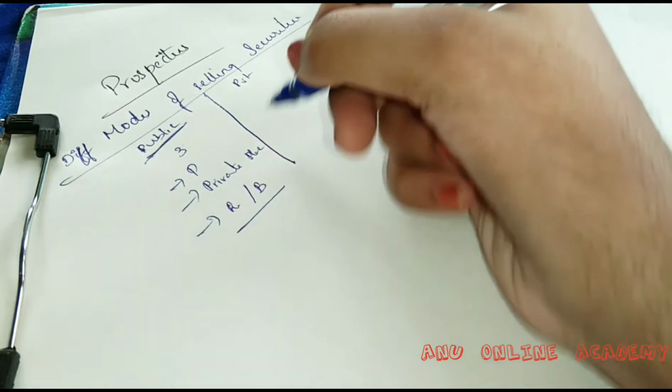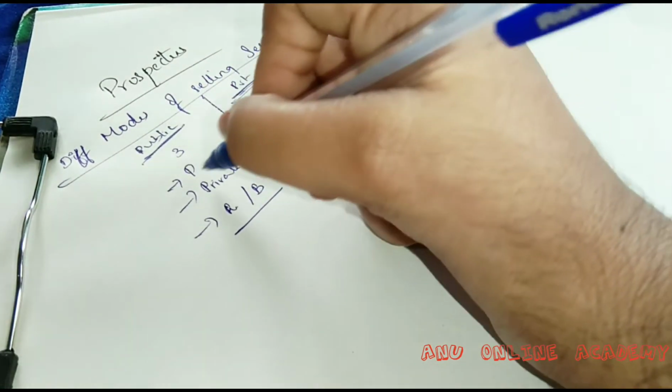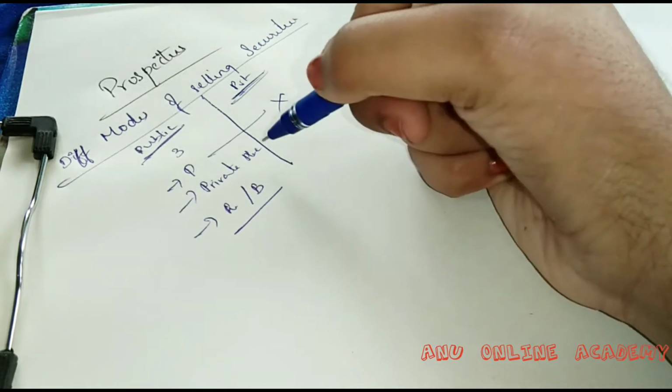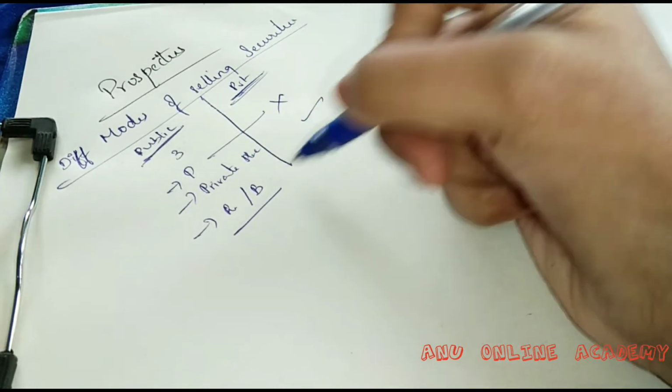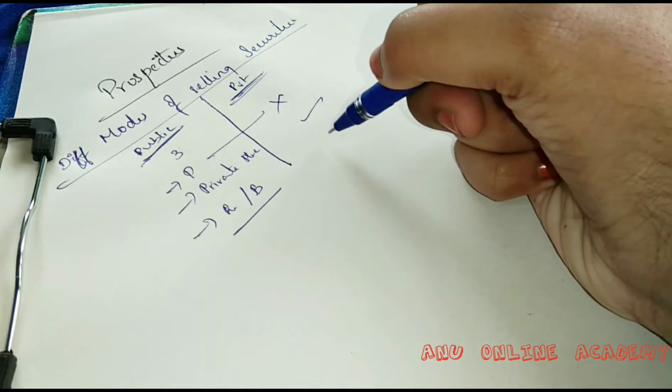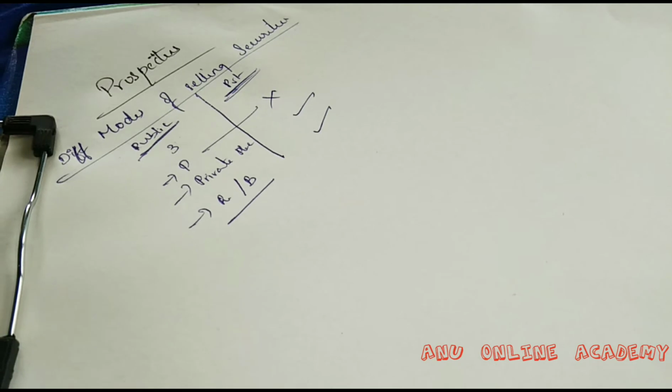In selling of securities by a private company there is no prospectus. It is by private placement, by rights or bonus shares.